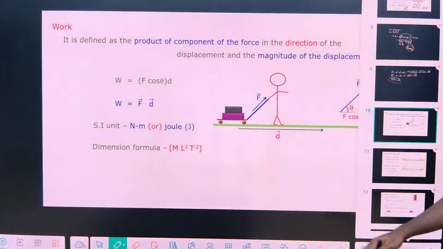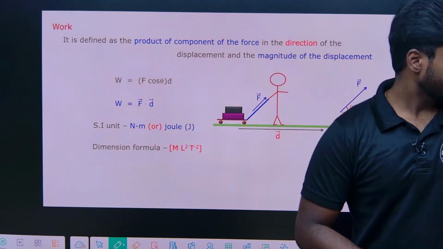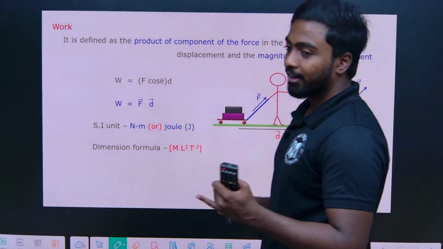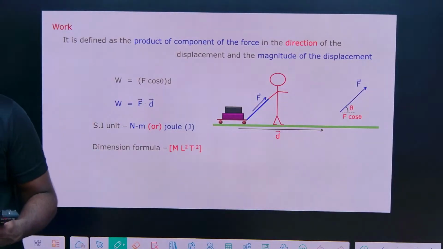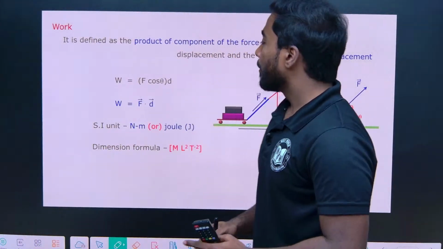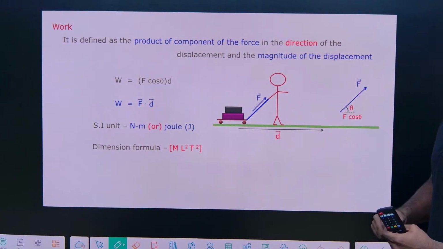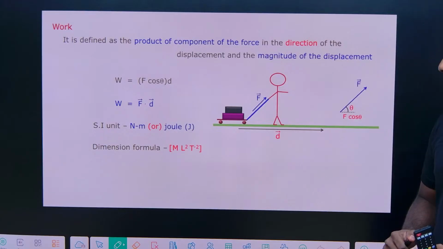Now we'll come to work. So now we have completed the basic properties of scalars, okay, like what is the commutative property, what is the distributive property, and how we can multiply the scalars. Okay. Now work is defined as the product of the component of force in the direction of the displacement and the magnitude of the displacement.